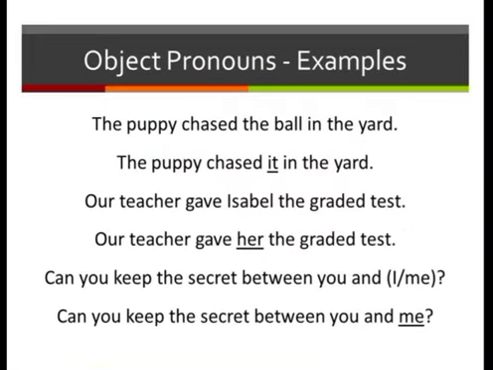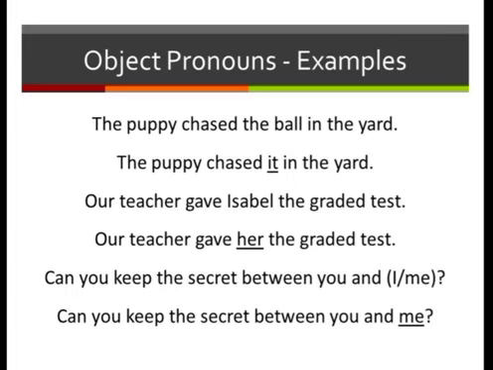You can see more examples here of object pronouns, children. See how it changes. "The puppy chased the ball in the yard." Now, "The puppy chased it in the yard." Now "it" has taken the place of the ball. Okay. Then, "Our teacher gave Isabel the graded test." "Our teacher gave her the graded test." Here "her" has taken the place of Isabel.